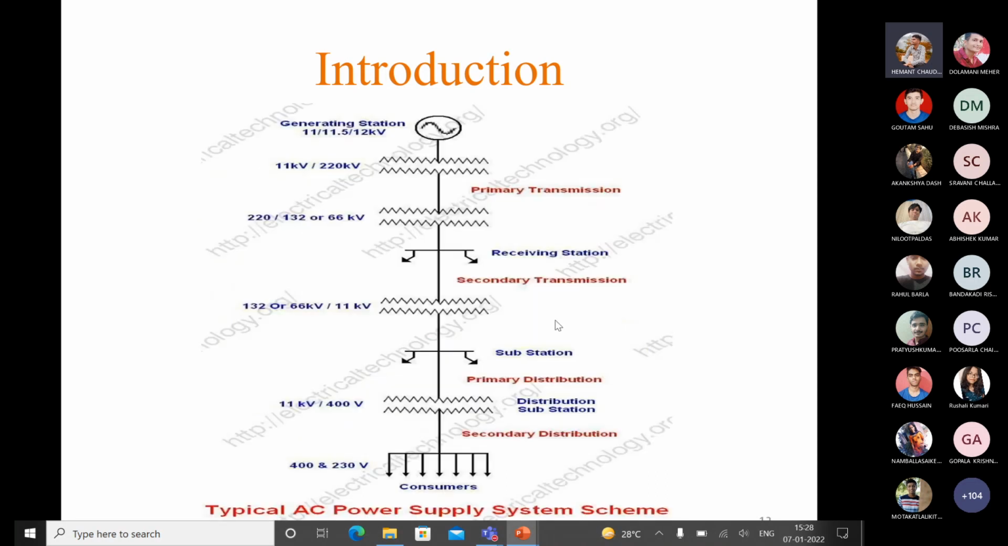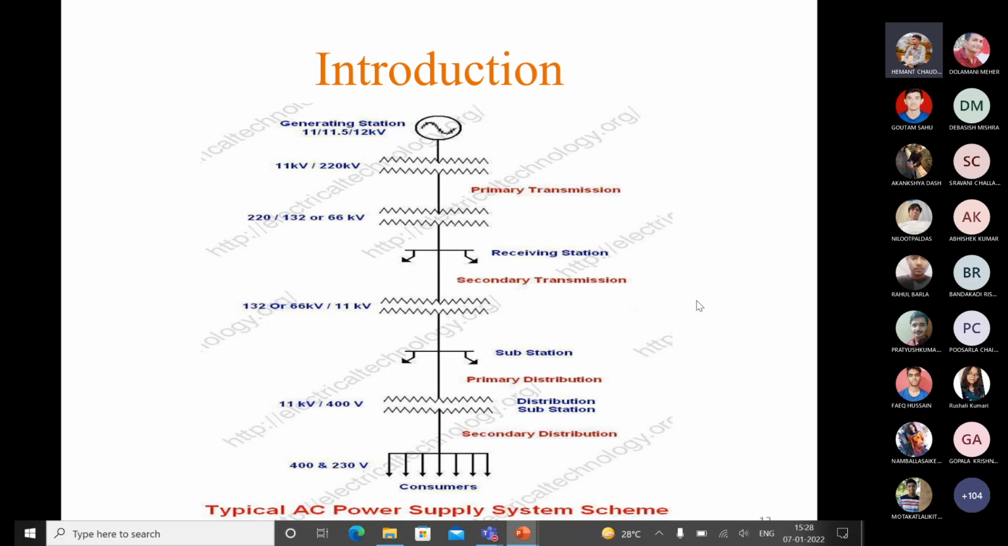Okay, you can see this is a power supply system scheme. It starts from the generating station where the voltage is generated at a level of 11 or 11.5 or 12 kV. This voltage is sometimes stepped up or stepped down as per requirement at different stages, and at the consumer end it is supplied at a voltage level of 400 or 230 volts only.